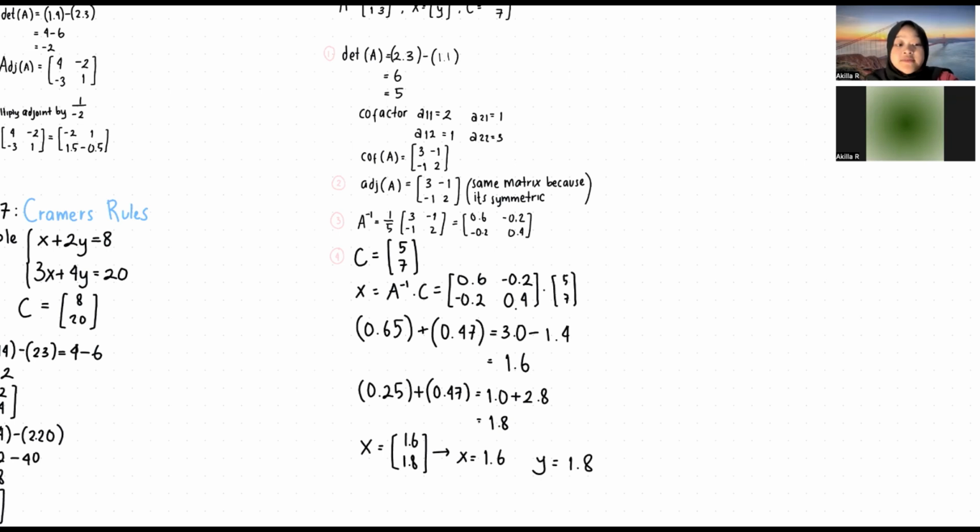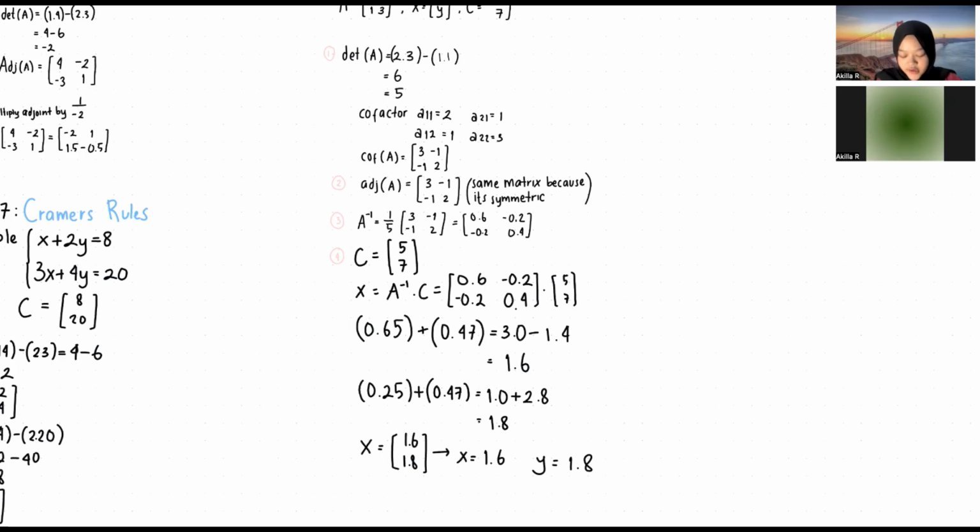Now multiply the inverse matrix with the constant matrix C. The top row is 0.6 times 5 is 3, -0.2 times 7 is -1.4, 3 minus 1.4 equals 1.6. The bottom row, -0.2 times 5 is -1, 0.4 times 7 is 2.8, -1 plus 2.8 equals 1.8. So the solution, or the final result, is x equals 1.6 and y equals 1.8.